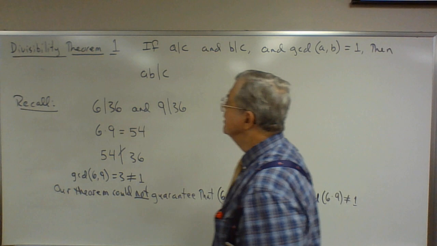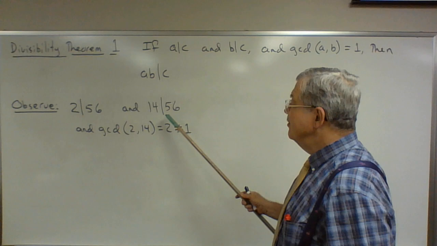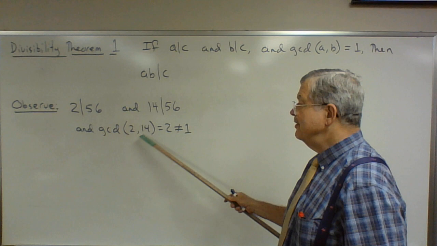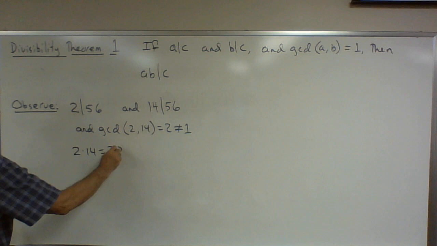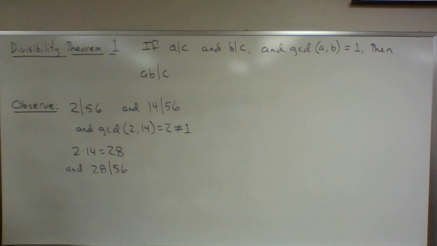Well, one more example. Let's look at this example. 2 is a divisor of 56. 14 is a divisor of 56. The greatest common divisor of 2 and 14 is 2. These two things are not relatively prime, so their product divides 56. 2 times 14 is 28, and 28 does divide 56.